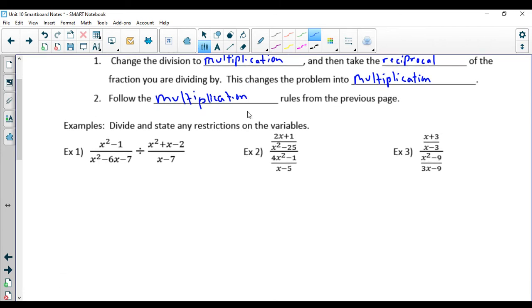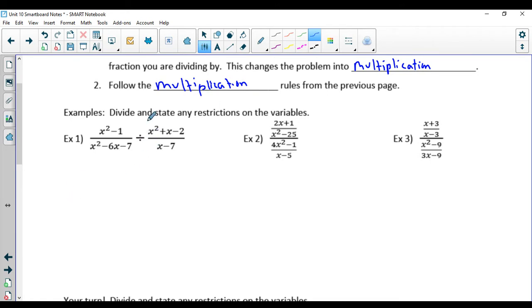All right, so if we look at our examples here, again, I see division first. So the first thing I'm doing is keep, change, flip. I'm keeping that first fraction the same, changing our division to multiplication, and then I have to flip my second fraction. All right, so now it's a multiplication problem. So if you go back to your steps for multiplication, the first thing you're going to do is look to factor. So I'm going to factor everything I can.